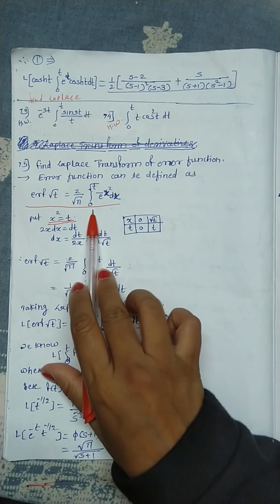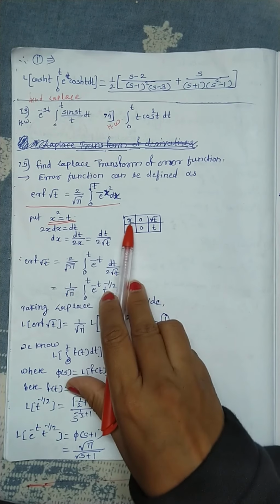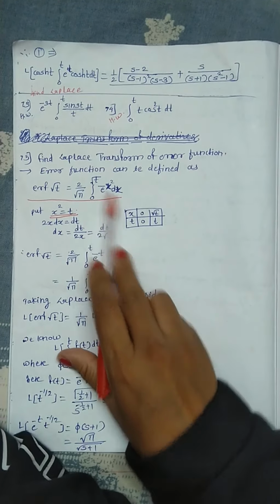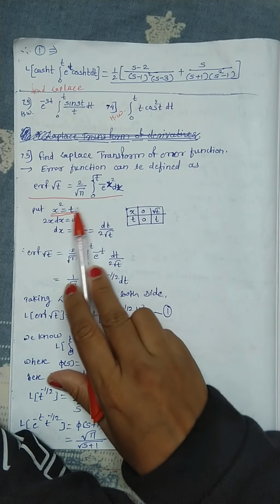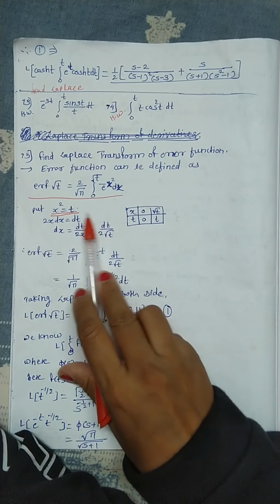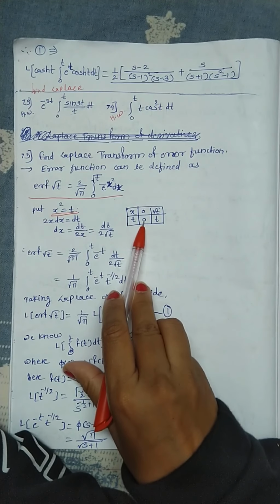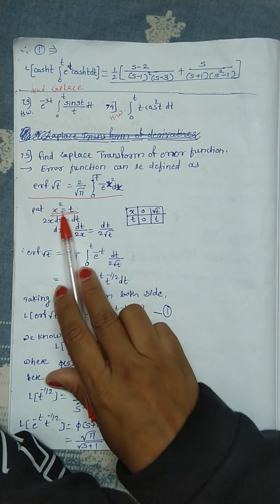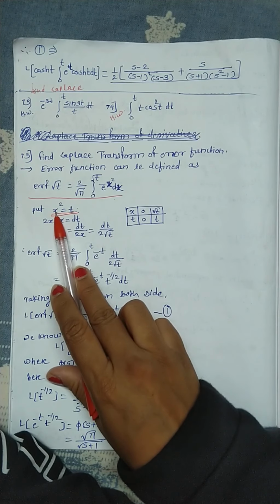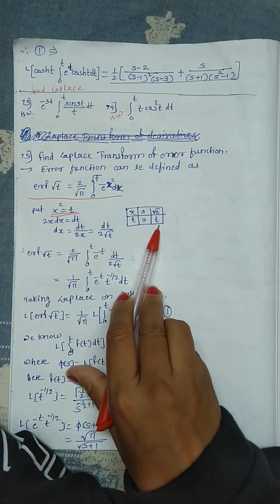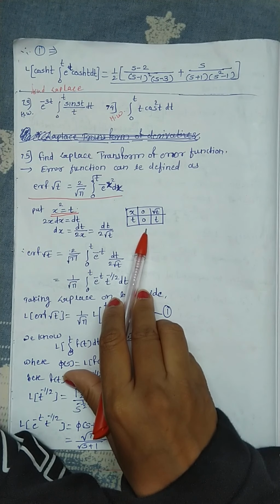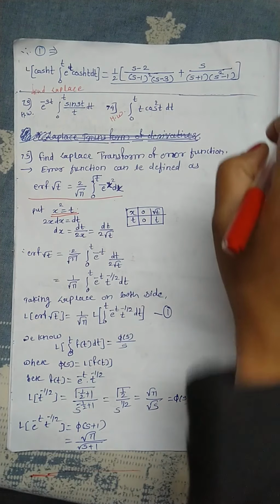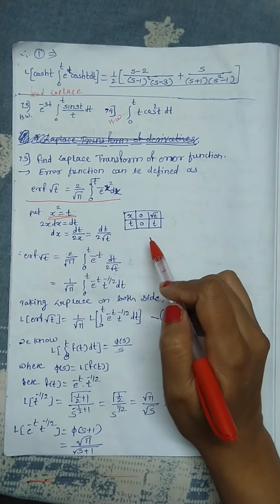Now we have to find the limits also. These are the original x limits, 0 to root t. We have to find the new limits of t. Put x equal to 0, we get t equal to 0. Put x equal to root t, the root t square cancels and it becomes t. So the lower limit is 0 and the upper limit is t for this integration.